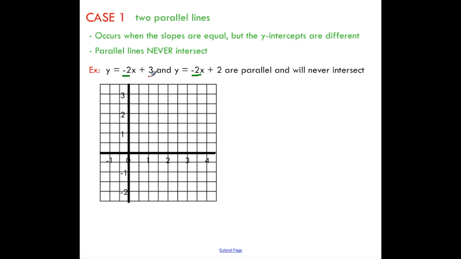So let's plot these lines. I'll start with the y-intercept of 3 for this guy, which is right there. I'll use my slope to plot another point. So we're going to rise -2, and we're going to run 1. There's another point right there. So that's our first line.